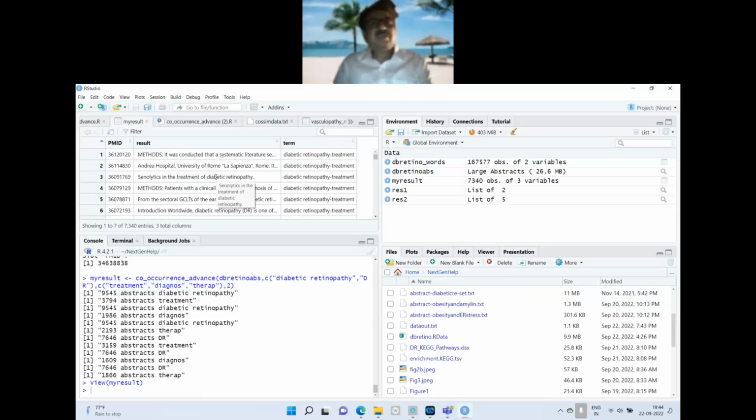Now we see here something interesting, which is called senolytics in the treatment of diabetic retinopathy. So what is senolytics? So let's again go to PMID to abstracts, and now put this PMID 3609 1769. Even I don't know what is senolytics. I'm seeing for the first time.